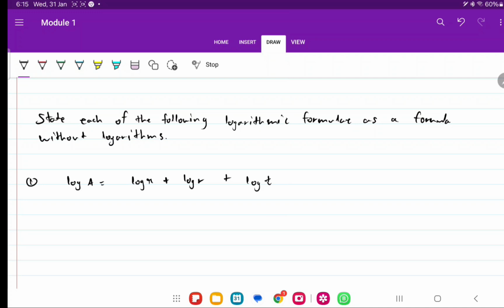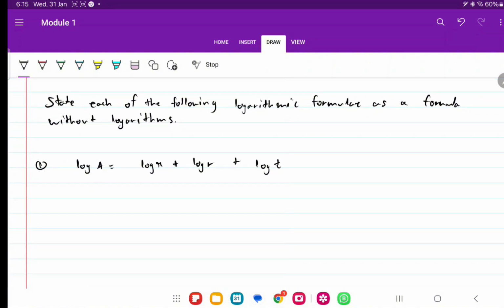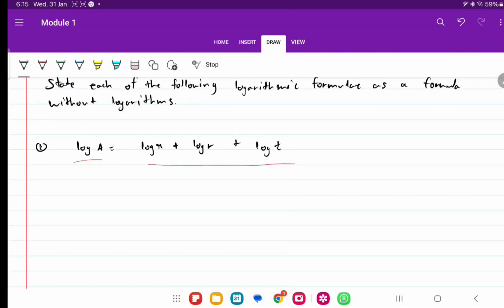Okay, so what if you're asked to state each of the following logarithmic formulae as a formula without logarithms? Essentially what they want you to do is to ensure that both sides of my equation only have a single log, and then I can use the fact that once the bases of my logarithms are the same, for a logarithmic equation, then the arguments on both sides of the equation must be equal, right?